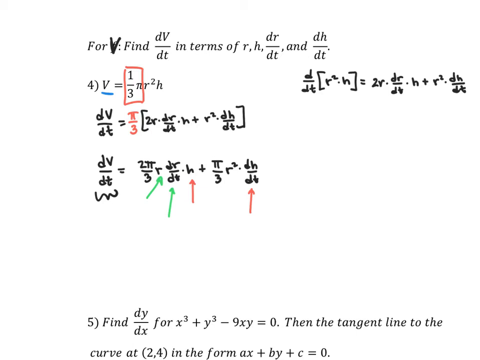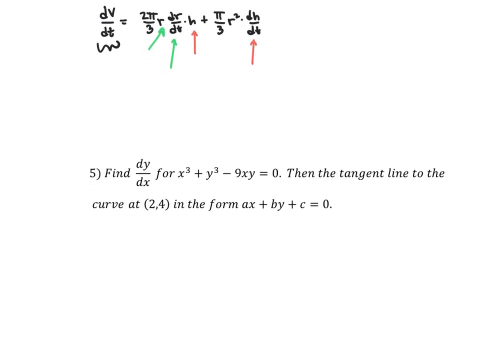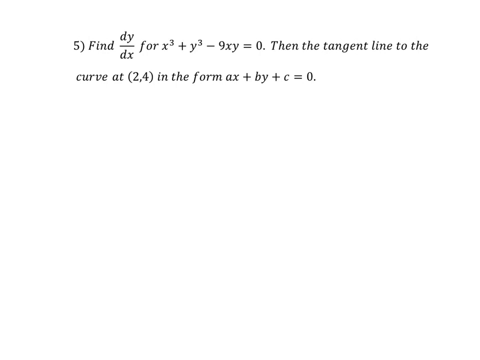Okay, these skills seem kind of redundant. However, in our next lesson on related rates, we'll see how this applies. Let's look at the example below, number 5. Number 5 says, find dy dx for x cubed plus y cubed minus 9xy equals 0. Then the tangent line to the curve at the point 2, 4 in the form ax plus by plus c.